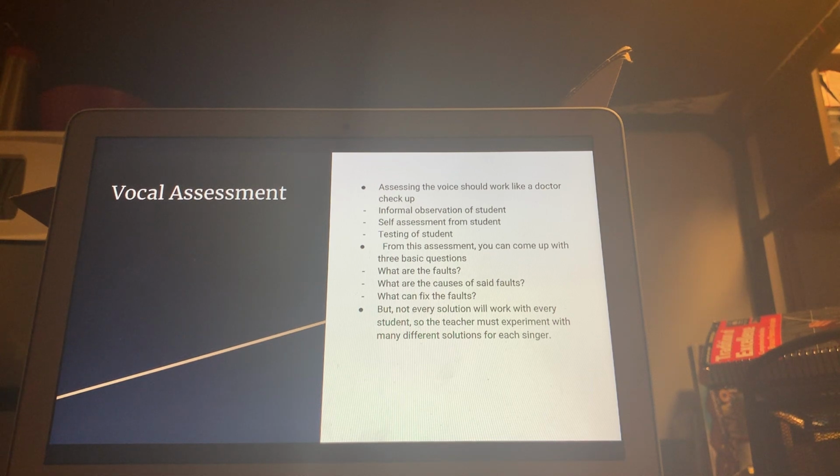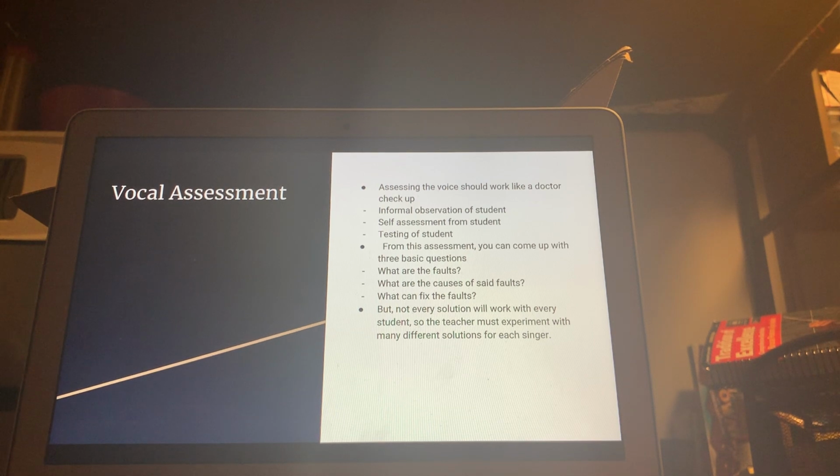And so from these assessments, you can come up with three questions. So what are the faults? What do they struggle with? What is a habit they have that is happening? Do they sing flat a lot? Do they use too much breath? Is it too tense? Stuff like that.